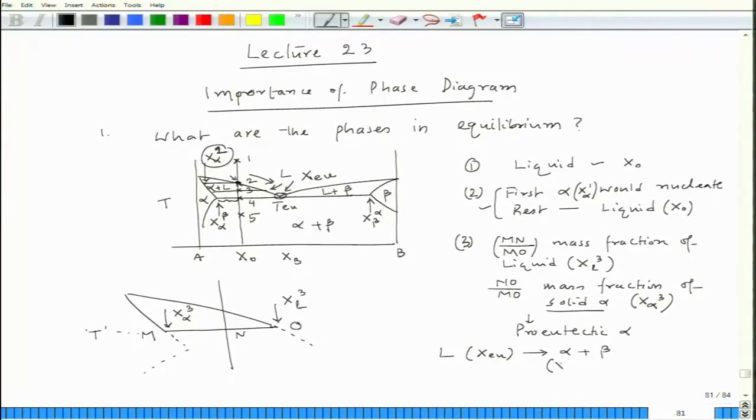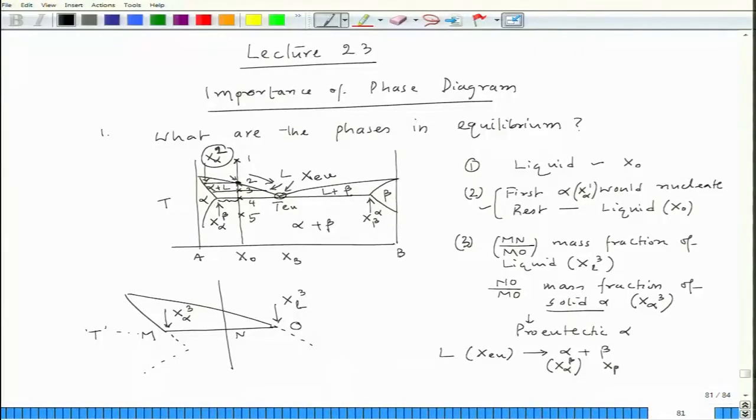So, here the composition would be X alpha beta, meaning the composition of eutectic alpha, which is in equilibrium with beta, and this is X beta, that means the composition of eutectic beta in equilibrium with alpha. So, there will be two compositions. Then this is the situation at point 4, and at point 5 we get only alpha plus beta of these compositions.